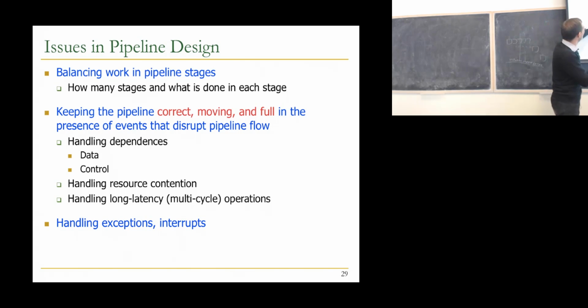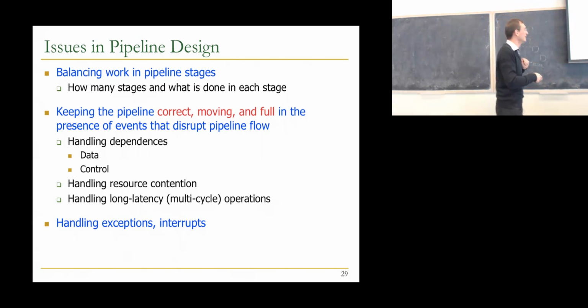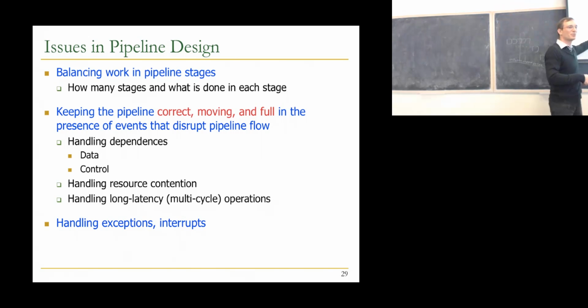Okay. So we'll talk about dependency handling and resource contention. And finally, the other fundamental issue is handling exceptions and interrupts. This is true for any machine, and I've asked you this question in the microprogrammed machine too. How do you actually handle exceptions and interrupts here? We've changed the von Neumann model a little bit, right?